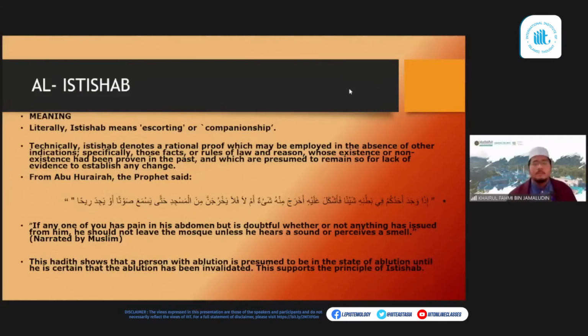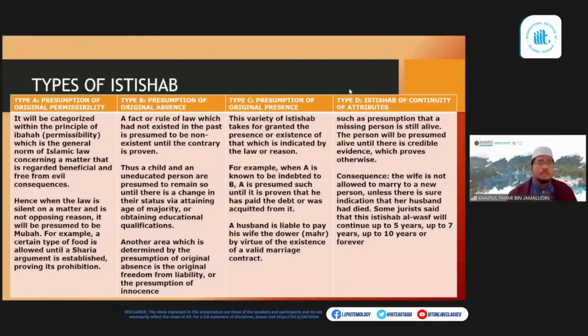Okay, so this is the type of istishab, which I will skip. You can read on your own. Basically we have 4. We'll move to the next slide.